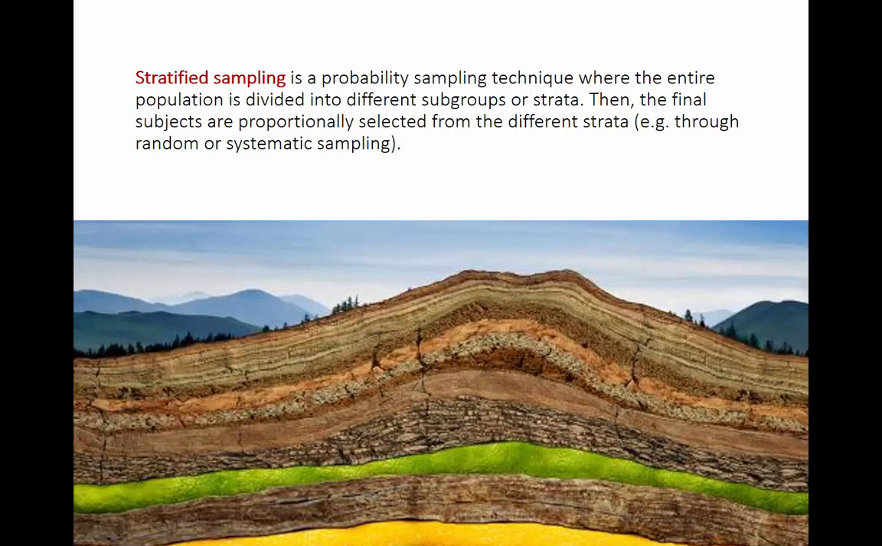So then I select six individuals from the female group. And the overall proportion of the males is 40%. So I go to my male group and I select 40% of the individuals in my sample from there. And 40% of 10 is 4. So I select 4 males from the male group. So I end up with 6 females and 4 males in my sample.